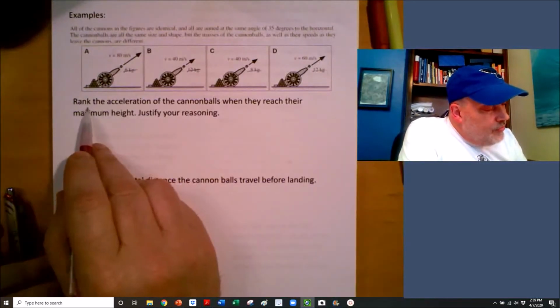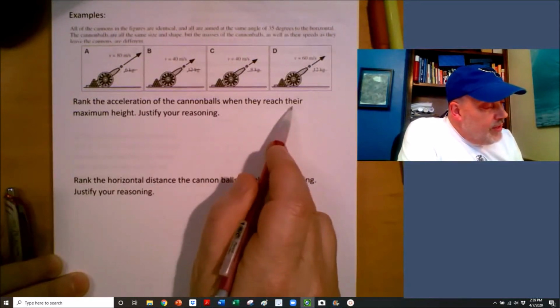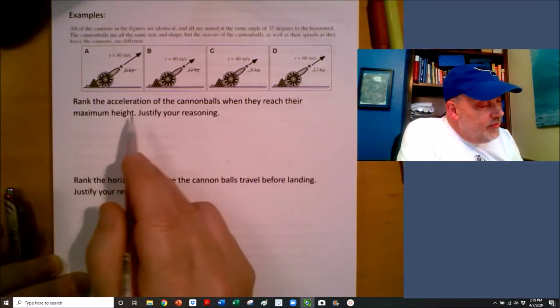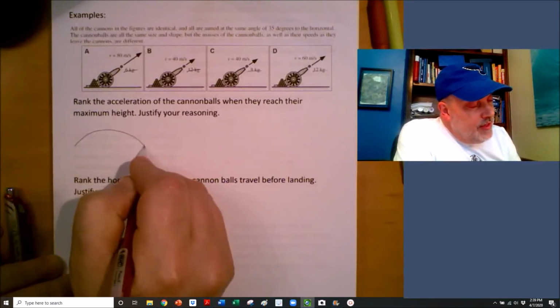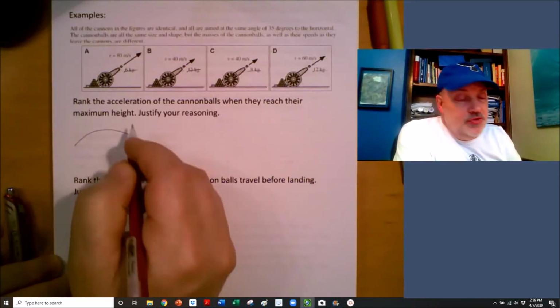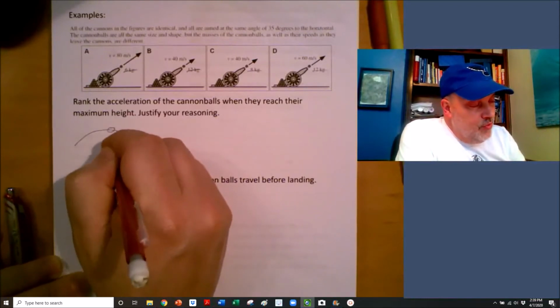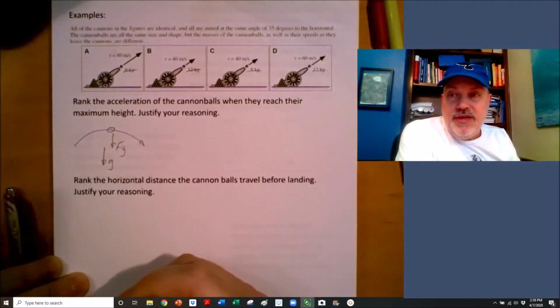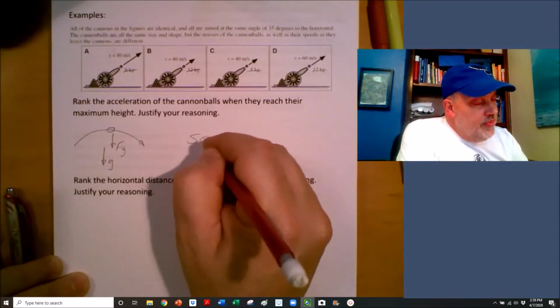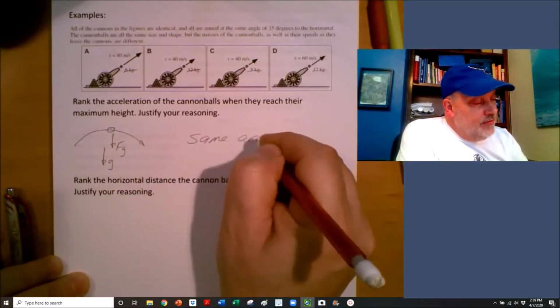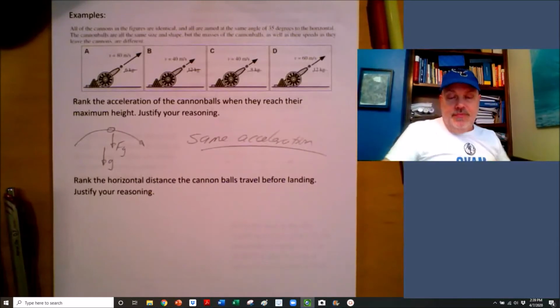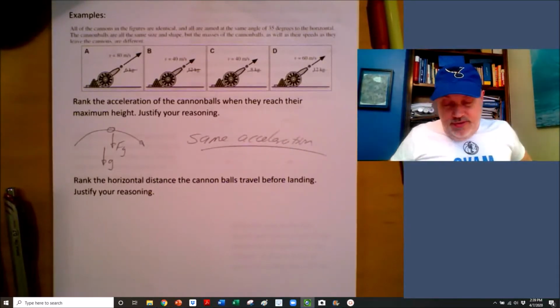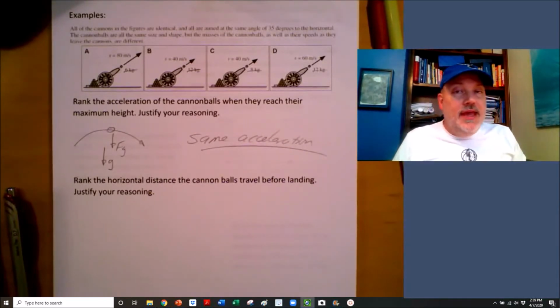It says, first, rank the acceleration of the cannonballs when they reach their maximum height. Well, okay, they're in projectile motion. They're at the top. The only force acting on them is gravity. Therefore, their acceleration down must be g. So they're all the same acceleration. Easy. Okay, now our next question says rank the horizontal distance the cannonball will travel.